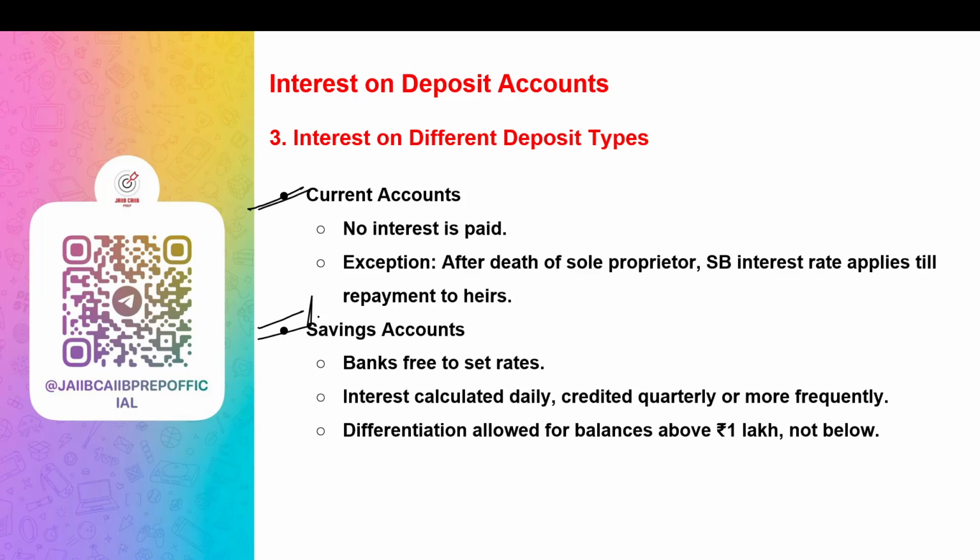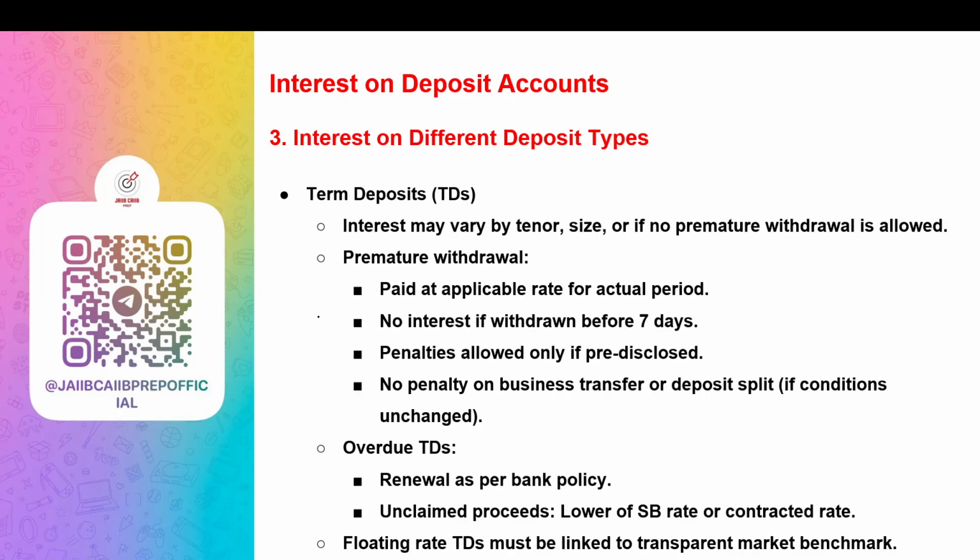Banks can freely decide the savings bank interest rate. Interest is calculated daily on the end of day balance. For balance above 1 lakh, the bank may offer different rates, and for balance up to 1 lakh, the rate must be uniform. Interest must be credited quarterly or more frequently. A bank may pay 3.5% on balance up to 1 lakh and 4% for the amount above 1 lakh.